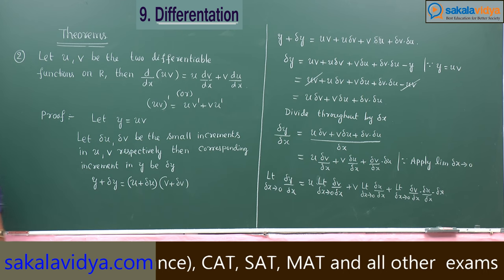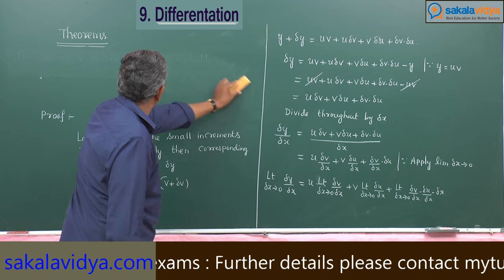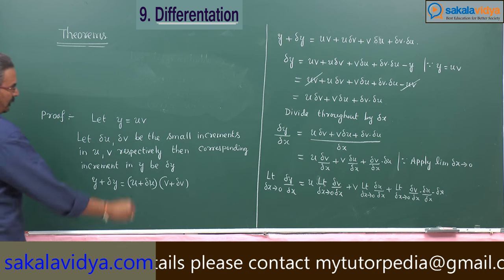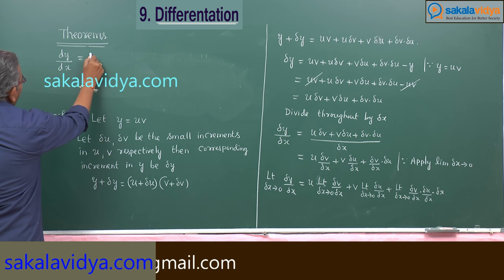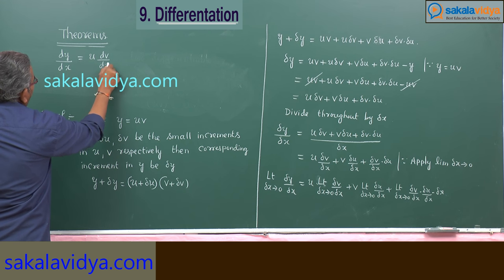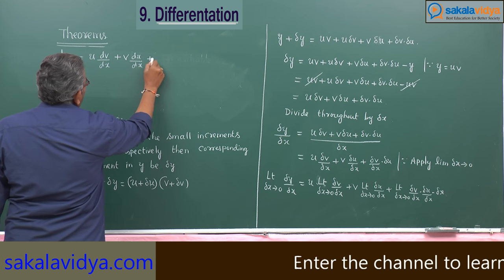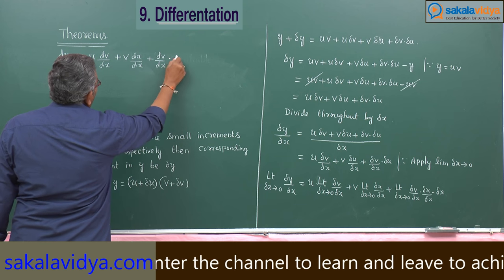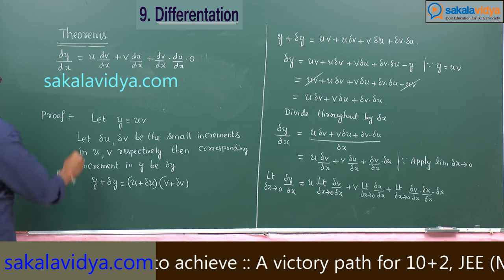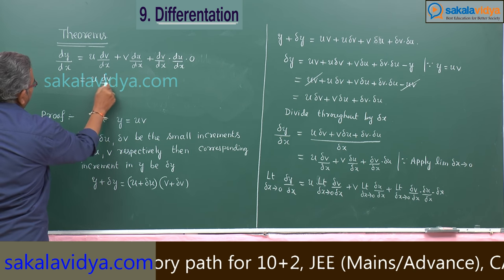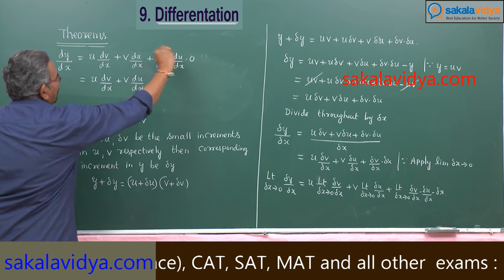So now let us see what does it become. Now this becomes dy by dx, this is u dv by dx plus this becomes v du by dx. Now this becomes plus dv by dx into du by dx into 0. 0 into something is 0. So we get u dv by dx plus v du by dx plus this value will be 0.